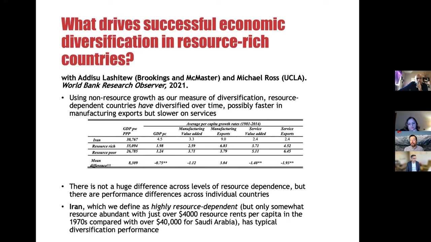Another broad finding is that even resource-rich countries, whereas the narrative is like, oh yeah, it's impossible to diversify, we do find per capita improvements in the non-resource sectors over time, and that's just a headline result. The growth is slower in general, but it's there. As I mentioned, Iran, which we classified as highly resource-dependent, has fairly typical diversification performance. It's fairly strong, but it's weaker on services, as with other resource-rich countries, and it's stronger on manufactured exports. And to give a sense of resource dependence versus abundance, in the 1970s there were about $4,000 in resource rents per capita in Iran compared to $40,000 in Saudi Arabia.